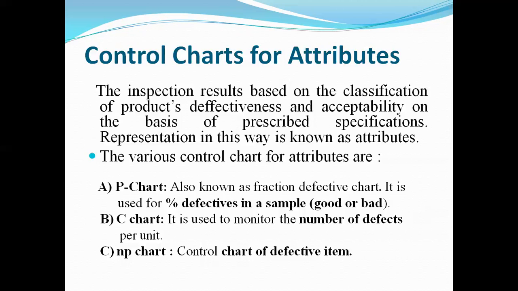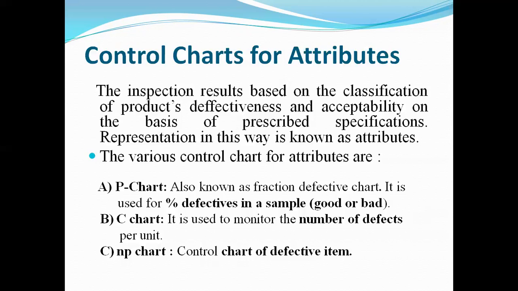Now we move toward the C chart. Here the sample is replaced by a single product, and what we have to do in the C chart is just count the number of defects in a particular product. So here it is written that it is used to monitor the number of defects per unit. So what you have to do is define the defects in a particular product.